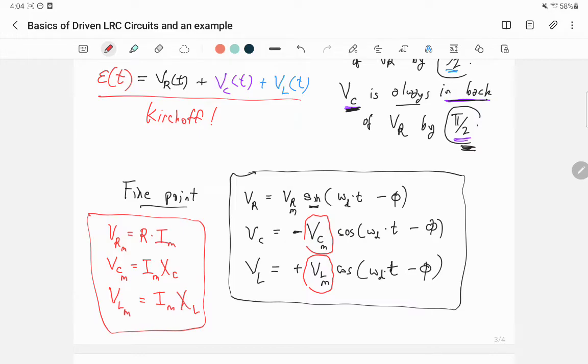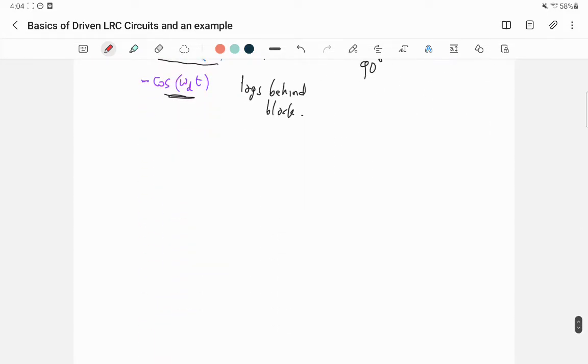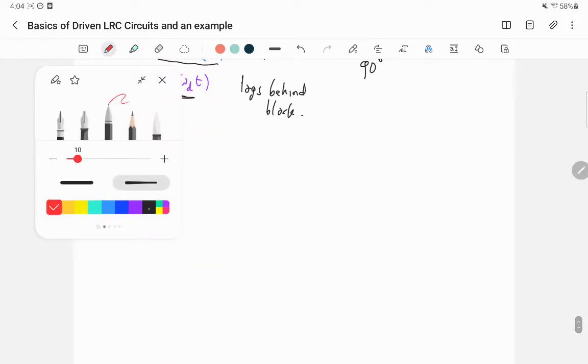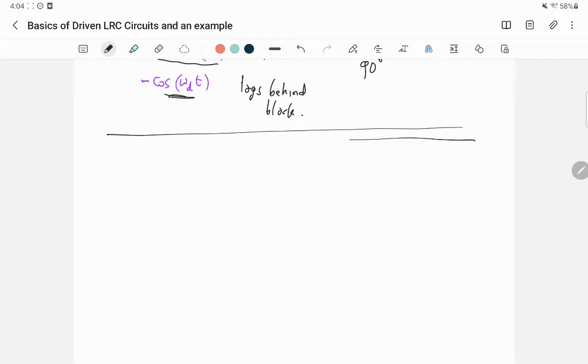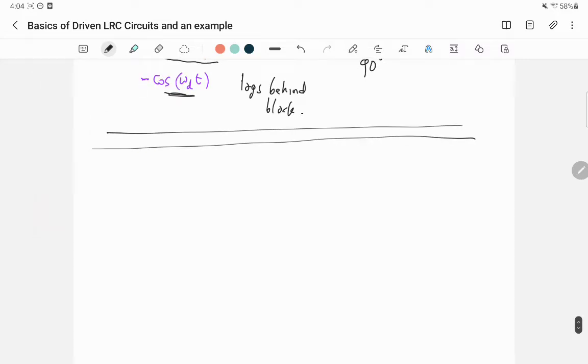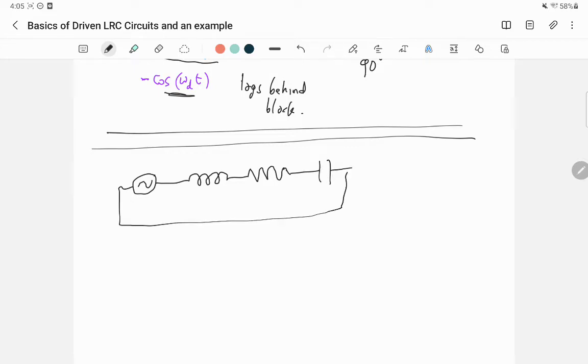Okay, so now that's all I needed to show you in order to show you a particular problem and how to solve it. Okay, so here's a problem. Got a driver. It's a sinusoidal driver. I have an inductor, resistor, capacitor in series, and that's all I have for my circuit, so I close the circuit with the wire.